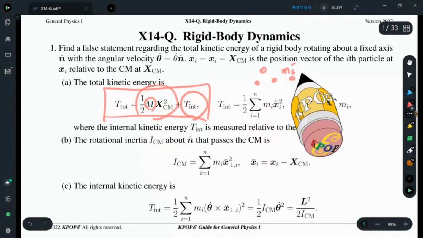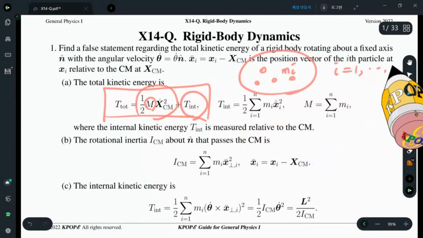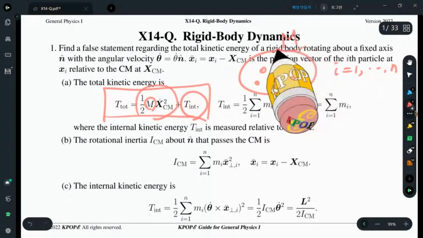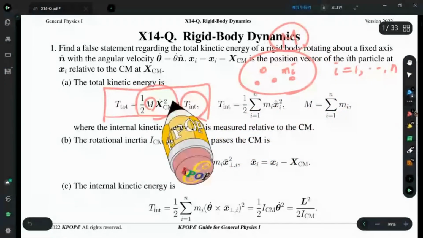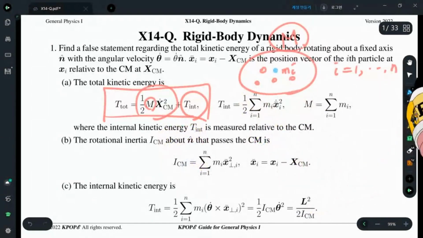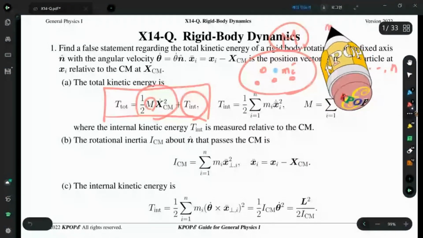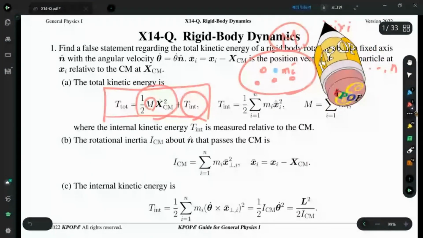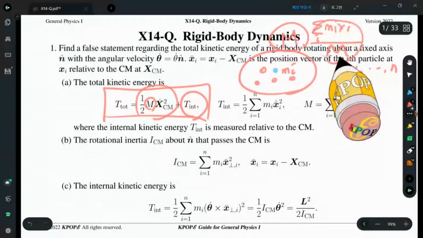These are m_i, where i runs from 1 to n. The total mass is M kilogram. We know how to compute the center of mass of the whole system. Center of mass is the sum over i of m_i x_i divided by capital M. This is the center of mass.